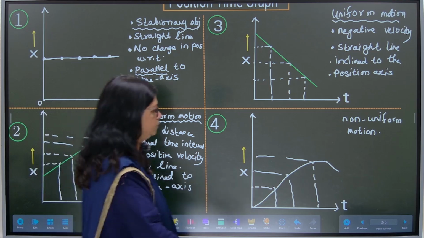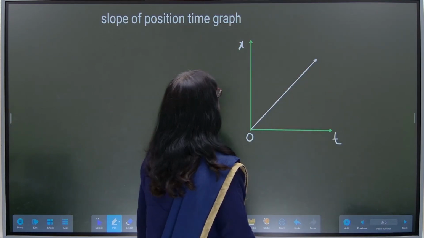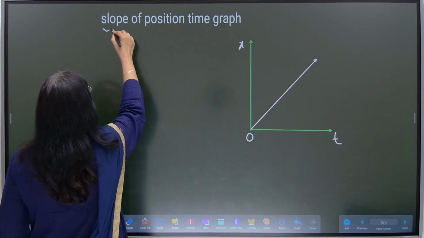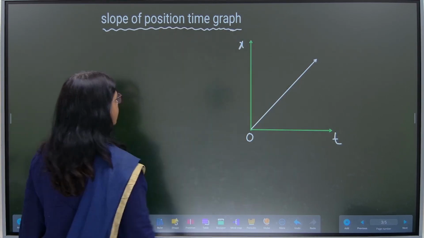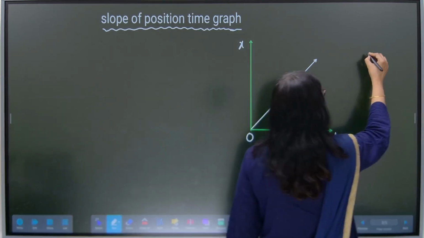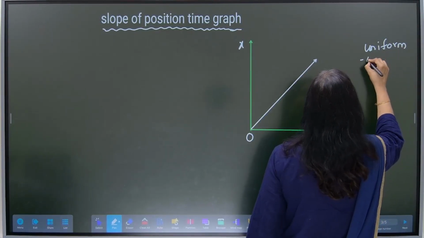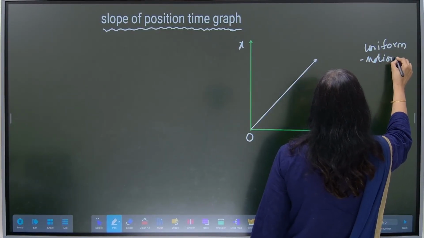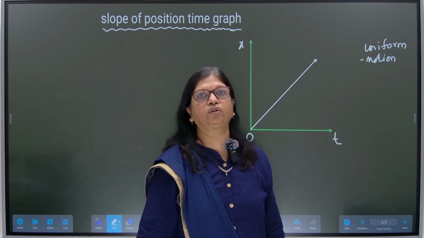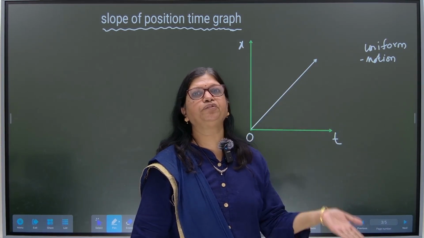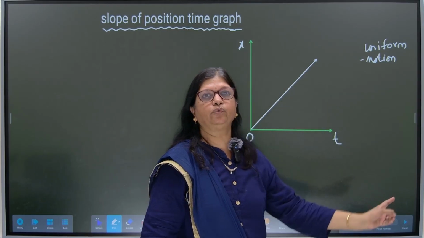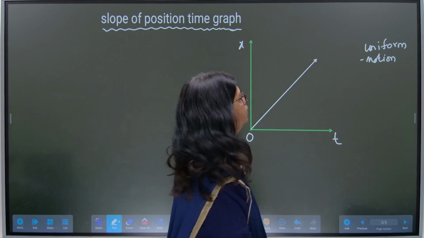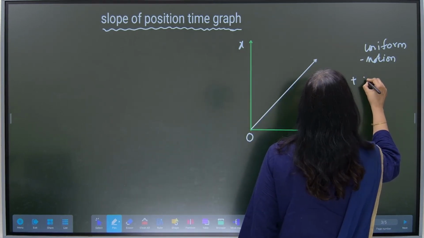Okay, so now let us go to the next page where I would like to calculate the slope of the position time graph for a uniform motion of the body. Looking at the graph, how does this velocity look? Positive or negative? Definitely positive, because as the time is going, the position's value, x value, is increasing. Fine. So this is of a positive velocity.